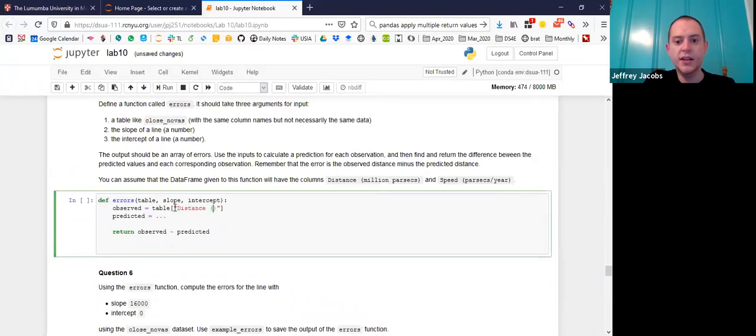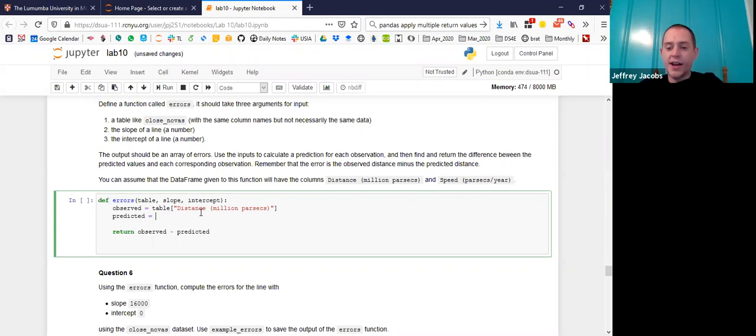Distance in million parsecs. Cool. So that part's easy. That's just saying our observed values are just that column, the distance column. But now we need to compute all the predicted values, right? And to do that, we remember that a line is defined as the intercept plus slope times x, right?